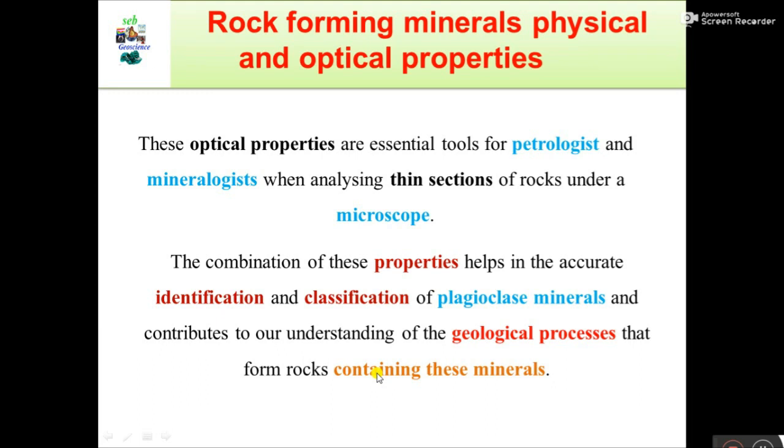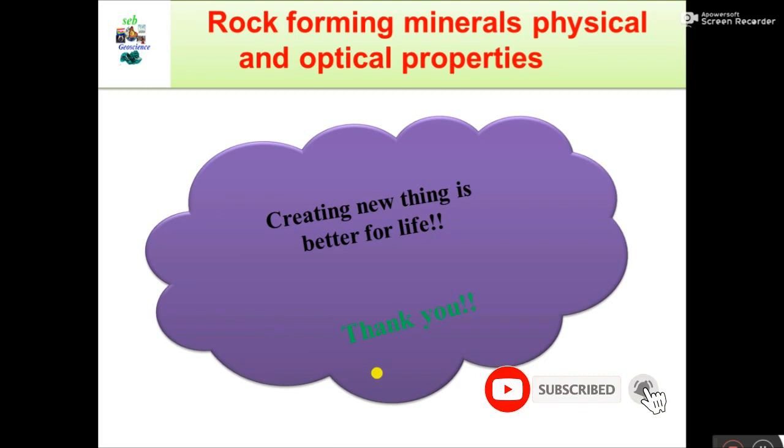So using optical properties is important for knowing the geological processes that form rocks containing these minerals. Okay, if the rock contains calcium-rich plagioclase, that rock is formed at high temperature, and if the rock contains albite or sodium-rich plagioclase, that rock is formed what? At low temperature, relative to what? Calcium-rich plagioclase in Bowen's reaction series. So knowing the optical properties and determining accurate identification and classification of minerals is important for what? Knowing the geological processes that form rocks containing these minerals. Okay.